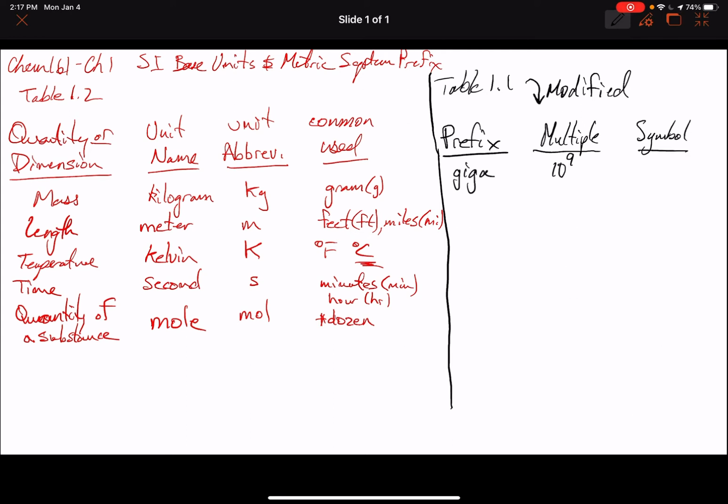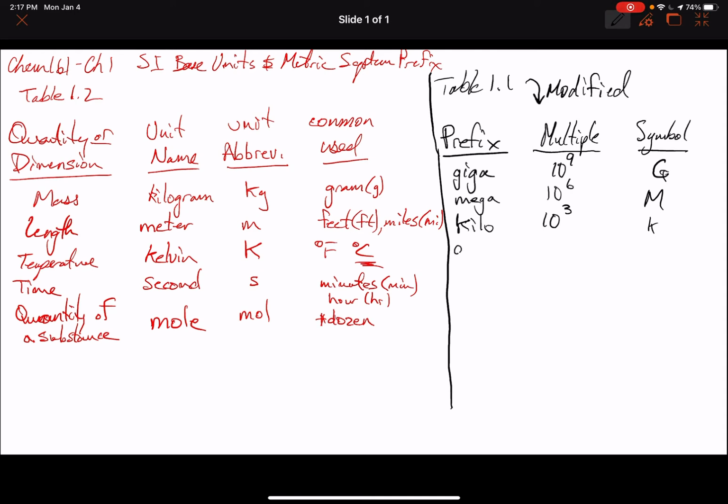And the symbol for that is going to be capital G. Okay. The next one we're responsible for is going to be the mega. That's going to be 10 to the power of 6. And we're going to use a capital M there. Next one is going to be the kilo. That's going to be 10 to the power of 3. And that we'll use a lowercase k.